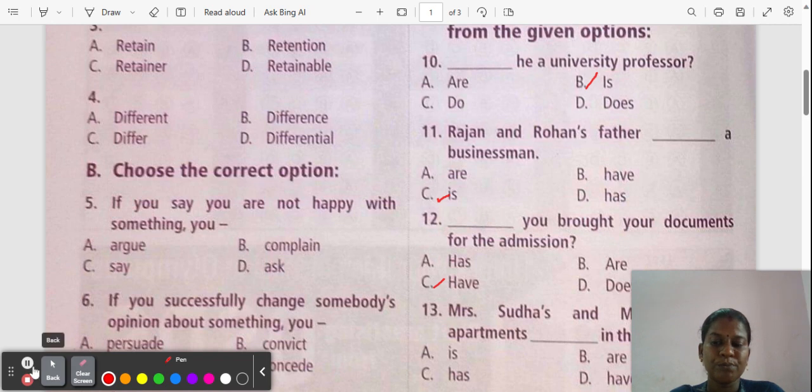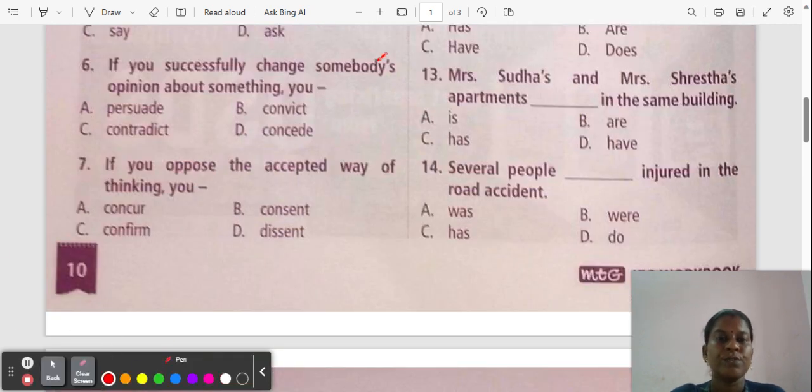Then question number 13. Mrs. Sudha's and Mrs. Shrestha's apartments dash in the same building. Here they have to give two houses, Mrs. Sudha's and Mrs. Shrestha's. So here plural form. Option A is, option B are, option C has, option D have. So plural form present tense. Here option B are is the correct answer. Mrs. Sudha's and Mrs. Shrestha's apartments are in the same building.